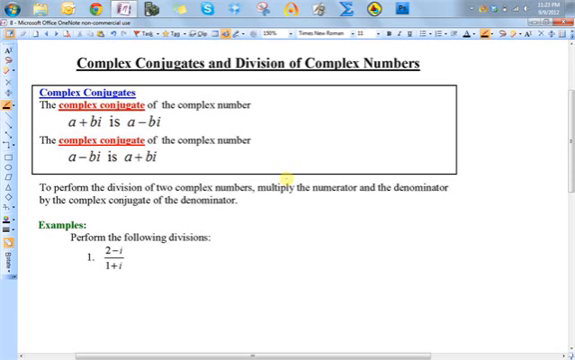If you want to perform the division between two complex numbers, what you're going to have to do is multiply the numerator and denominator of the fraction that is created by the division by the complex conjugate of the denominator. Now, two complex numbers are considered complex conjugates if they have the same real part but opposite imaginary parts. So, for example, 5 plus 6i and 5 minus 6i are complex conjugates.